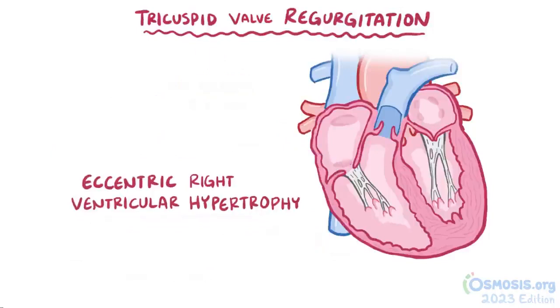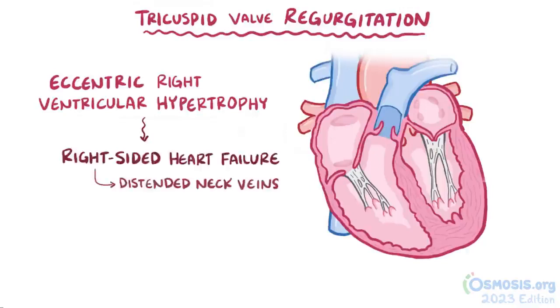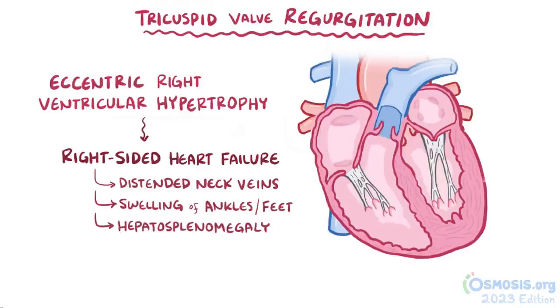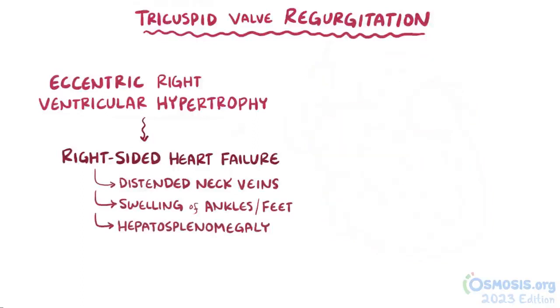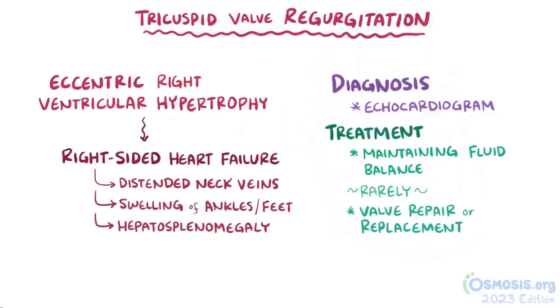This compensation works for a while, but eventually the right ventricle might not be able to keep up and it can lead to right-sided heart failure, which causes symptoms like distended neck veins, swelling of the ankles and feet, and blood backed up to the liver, causing hepatosplenomegaly. Diagnosis is usually done with an echocardiogram, and treatment for tricuspid regurgitation is usually aimed at maintaining good fluid balance. Only rarely is valve repair or replacement needed.